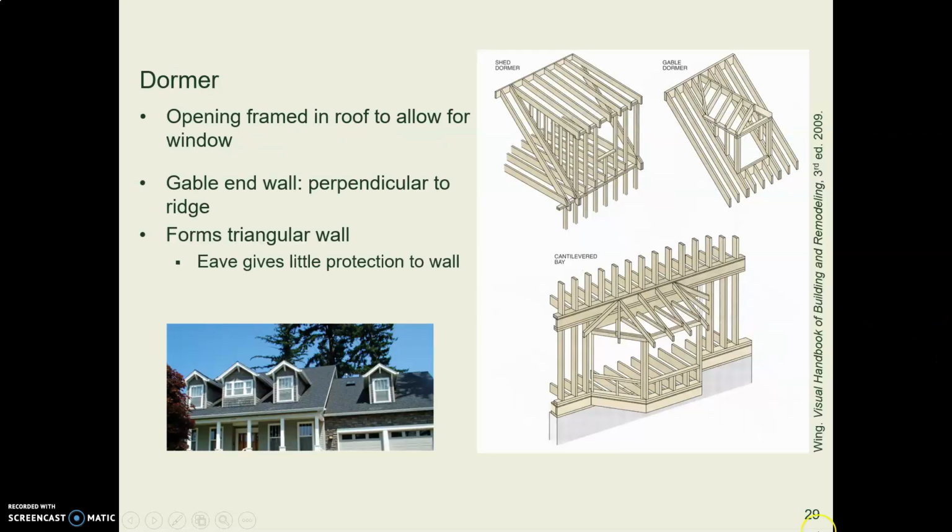A dormer is where you cut a hole in the roof to stick a window in it. And the dormer usually has a gable roof on it, so two surfaces coming together with a window under them.